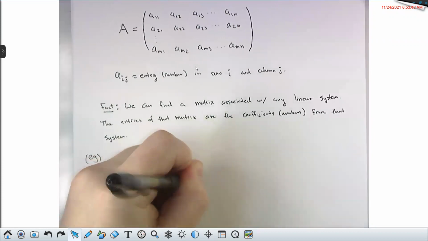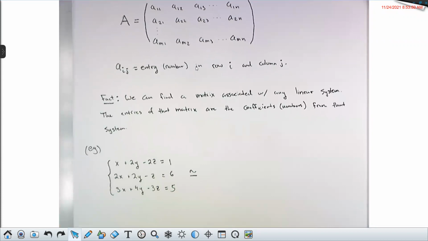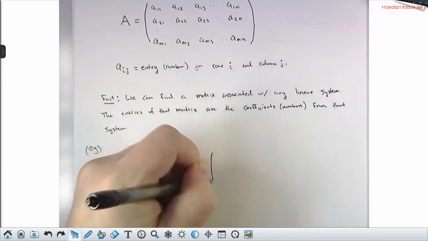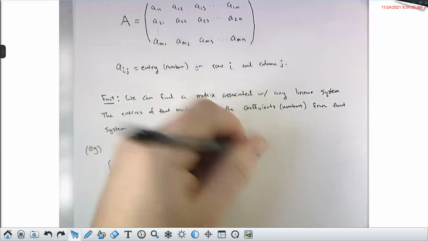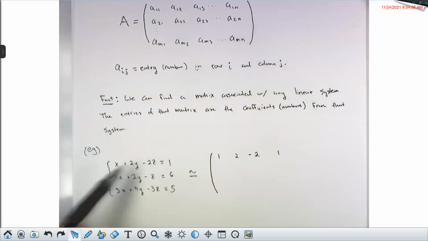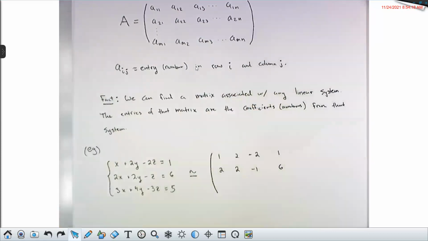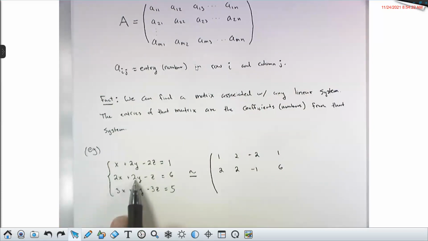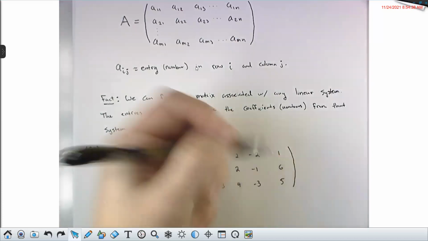And I can say that this is basically the same thing as this. This equal sign, where the top is shaky and the bottom isn't, is the symbol for isomorphism. This has the associated matrix 1, 2, -2, 1. Just the numbers from the first row. Second row would be 2, 2, -1, 6. Just the numbers from the second row. And the third row in my matrix would be 3, 4, -3, 5. There it is.